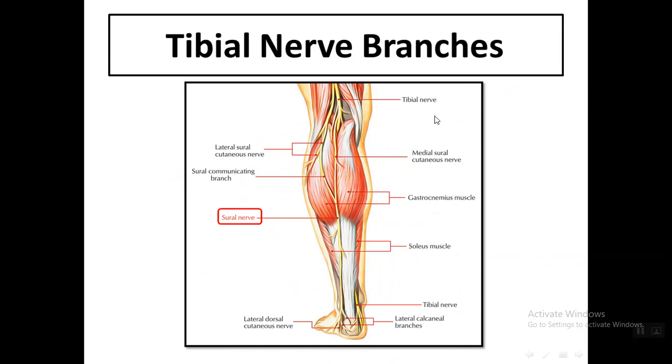What are the tibial nerve branches? It will give muscular branches to the muscles nearby, and a cutaneous branch that is called the sural nerve. This sural nerve will communicate with a branch called the sural communicating branch, which is a branch from the common peroneal nerve. The sural nerve will descend down on the back of the leg, accompanied by the small saphenous vein, and then descend behind the lateral malleolus with the small saphenous vein to supply the lateral side of the foot and the lateral side of the little finger.